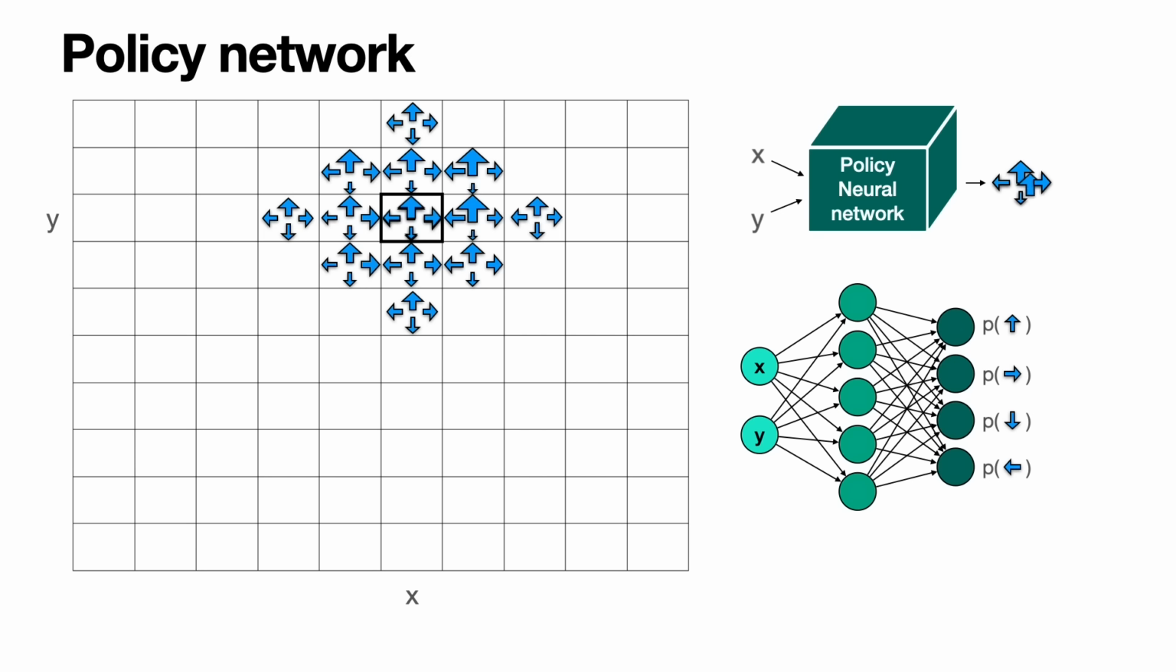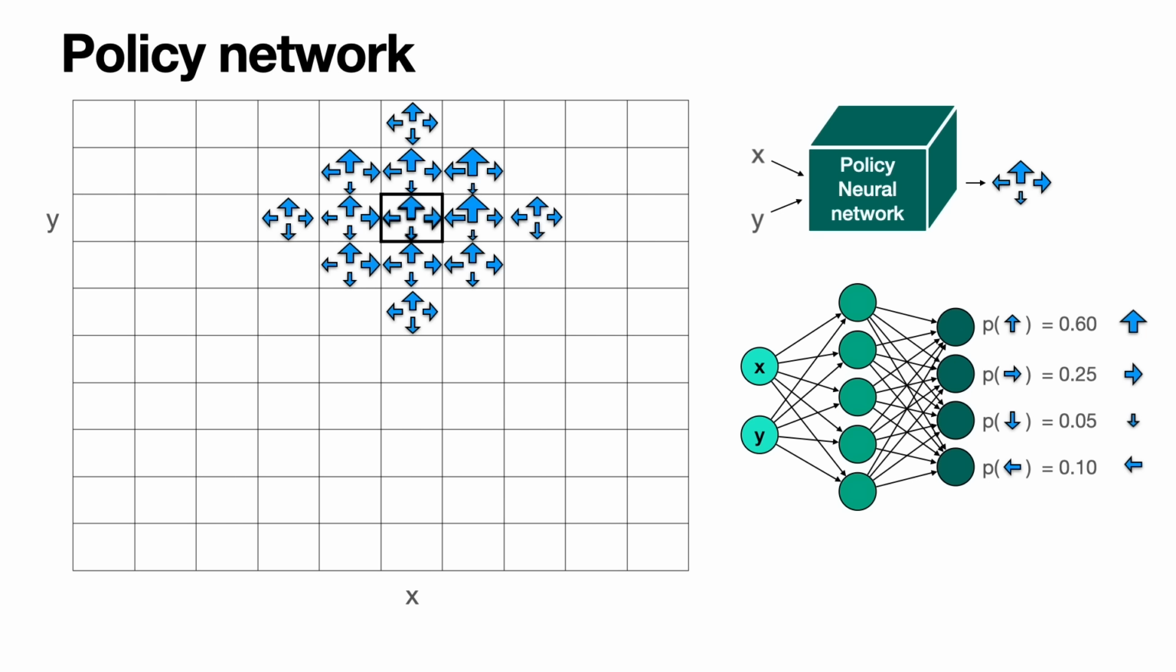In this case, let's say that the output is 0.6 for the probability of going up, 0.25 for going right, 0.05 for going down, and 0.1 for going left. This is called a stochastic policy, and I'll tell you more about it in a little bit. But the idea is that at every state, we have these probabilities of going in any of the 4 directions.